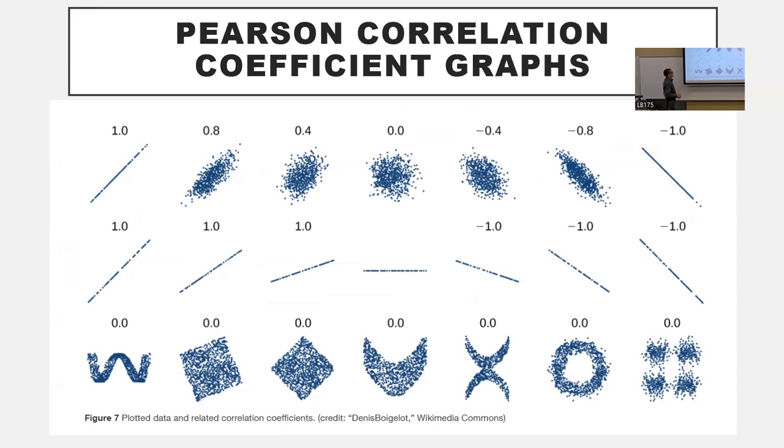By the way, any positive slope gives you an R value of 1. So whether it's a very steep positive slope or just a gradual positive slope, that's all R value of 1. Negative slopes, all R value of negative 1, no matter how steep it is.